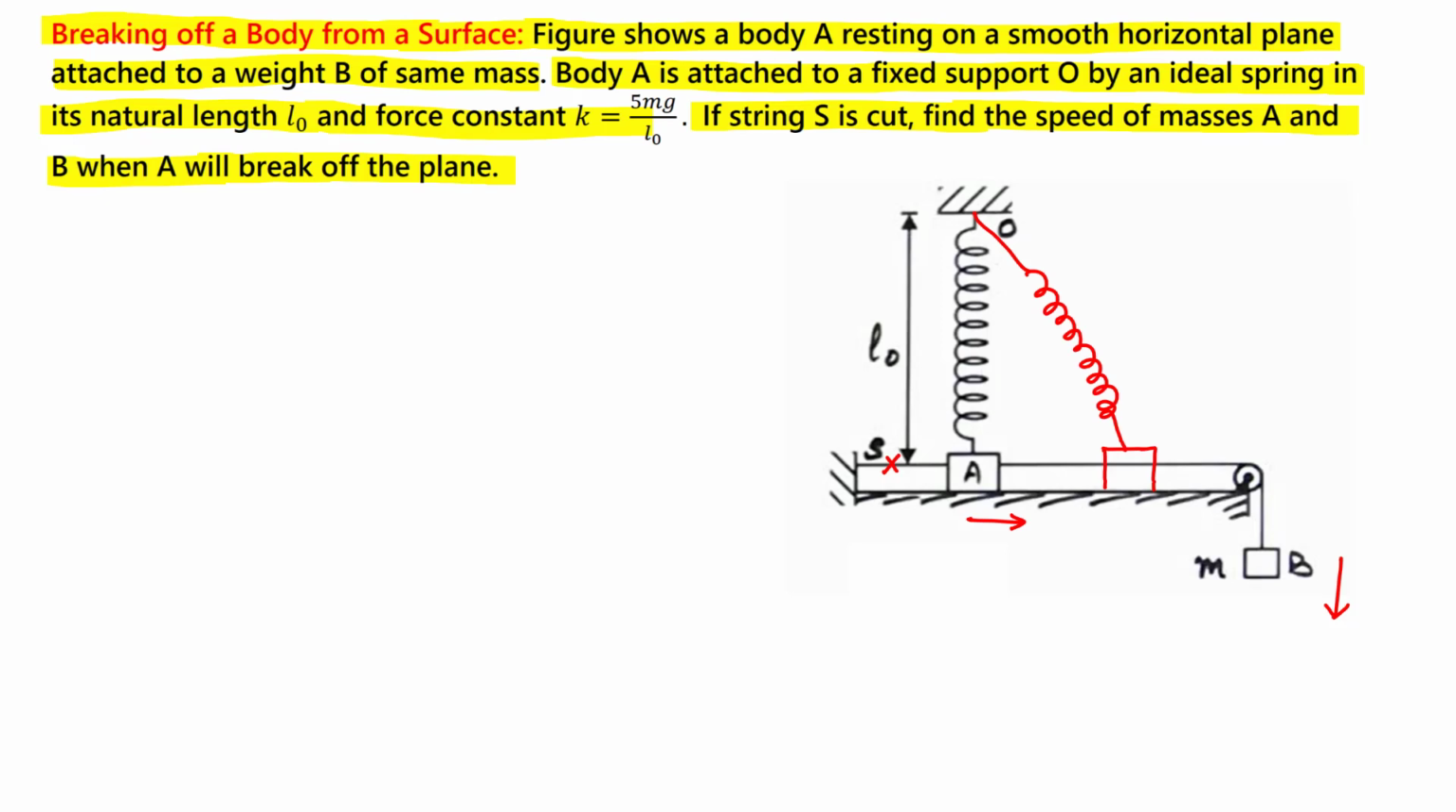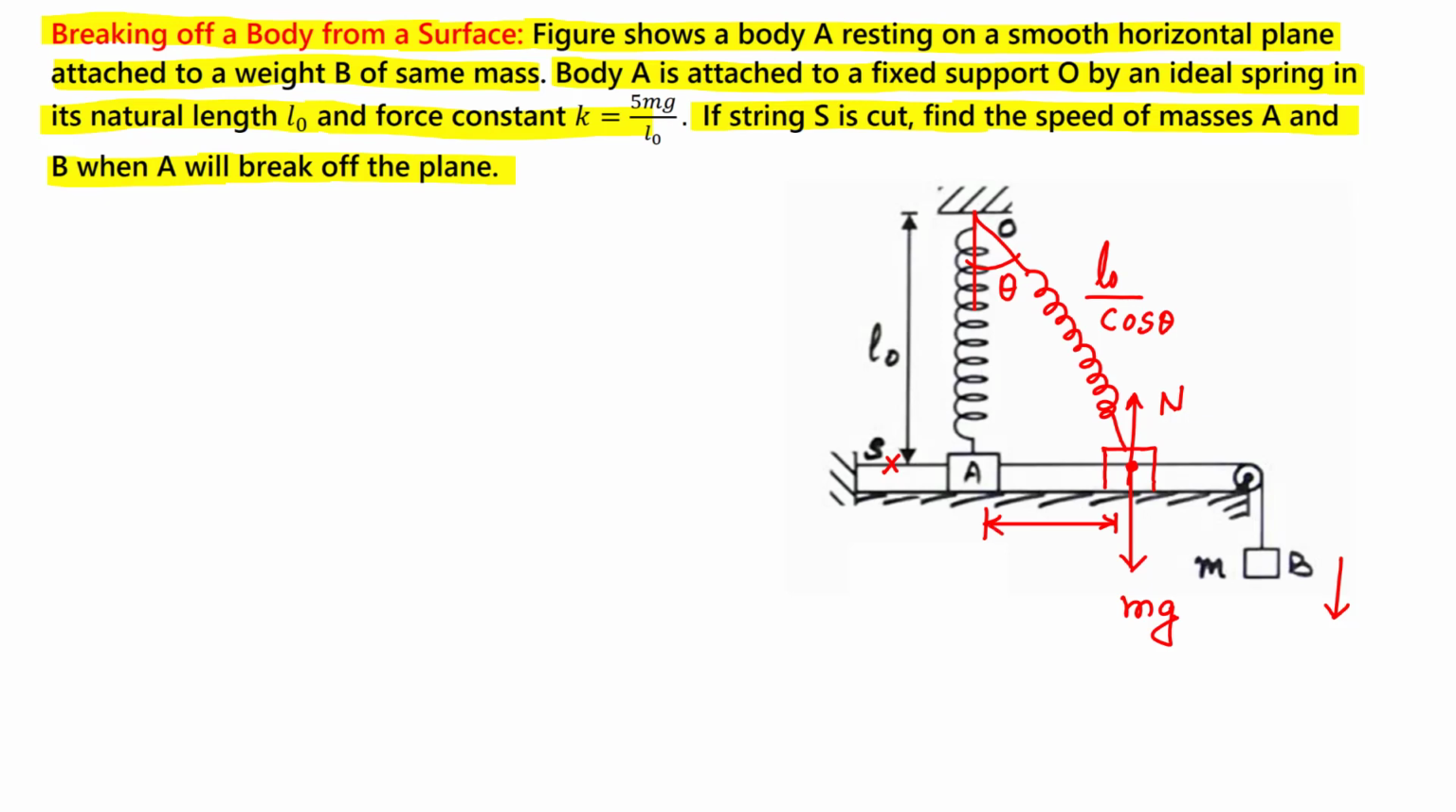Now what are the forces acting on this block? One force is acting in the downward direction, mg. Another force is the normal reaction that will act in the upward direction. Now what is the length of the spring this time? This length is L naught, so the total length will be L naught divided by cos theta, where this angle is theta. This length will be L naught tan theta.